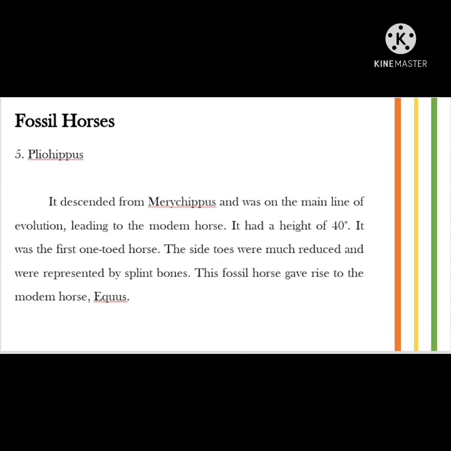Pliohippus descended from Merychippus and was on the main line of evolution leading to the modern horse. It was the first one-toed horse. The side toes were much reduced and were represented by splint bones.